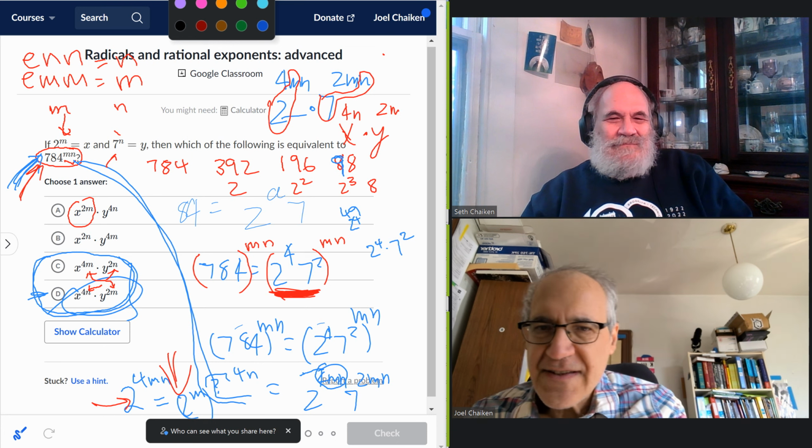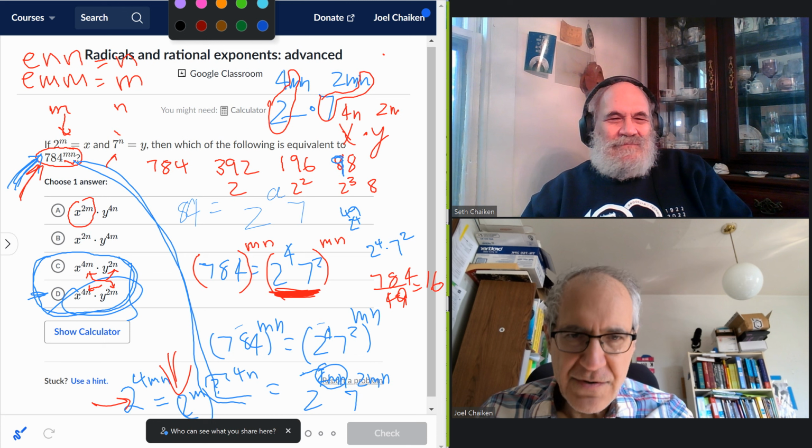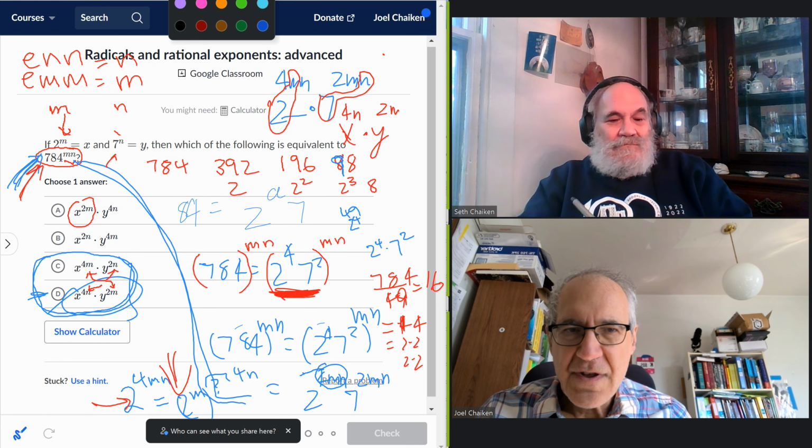And then you divide 784 by 49 to get 16. Again, you have a calculator. And you know 16 is 2 times 2 times 2 times 2. Where 16 is 4 times 4, and 4 is 2 times 2. So it's 2 to the 4.